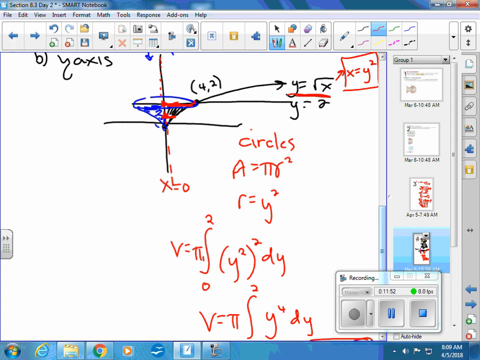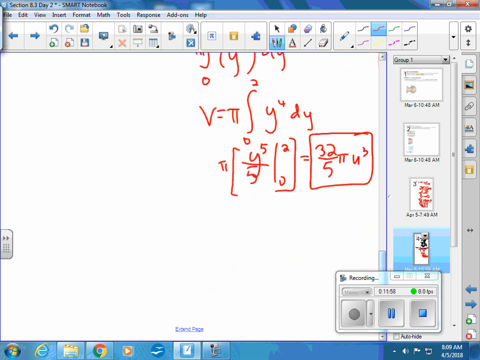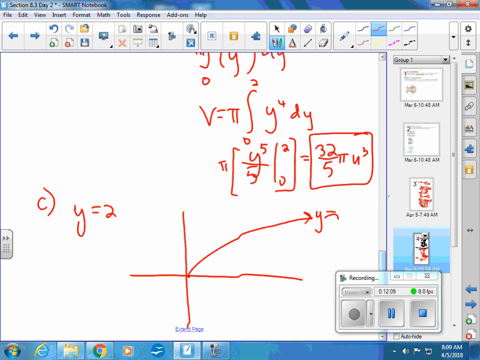But now let's attempt a horizontal line, y equals 2. That was part C of this problem. Y equals 2 is what you're going to go around. So let's get this picture back up here. We have y equals the square root of x. We have y equals 2. We have x equals 0. So we have this section right here. And this time, we are going to go around this y equals 2 right here. This is what we're rotating around.